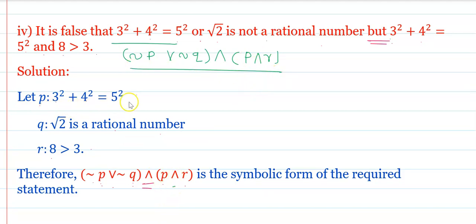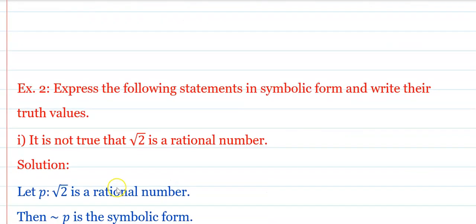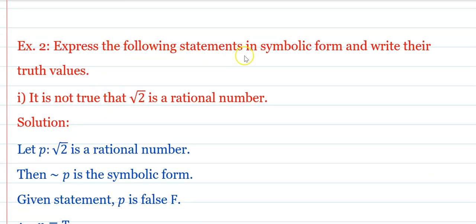परंतु सुरुवातीला आपल्याला या स्टेटमेंट्स आपण कसे कन्सिडर करणार? 3 square plus 4 square that is equals to 5 square. Root 2 is a rational number, and the next R is 8 is greater than 3. या प्रकार. Now the next, express the following statement in the symbolic form and write their truth values.